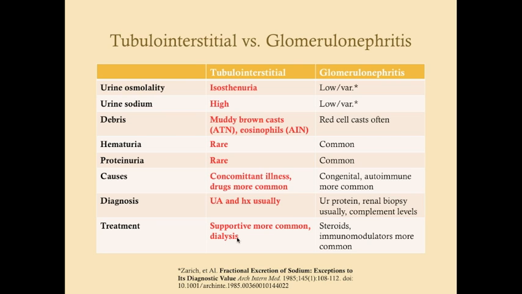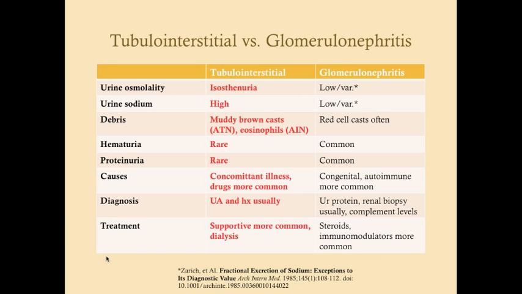uremia. Now, with the glomerulonephritis, you'll note some major differences. You do find blood and protein in the urine more often, and the causes with the glomerulonephritis are often congenital or autoimmune, and the most important step for diagnosis is going to be the renal biopsy. We don't do that for the tubulointerstitial diseases. And for treatment with the glomerulonephritis, we often give steroids or immunomodulators. That's much more common, whereas with the tubulointerstitial diseases, it's much more often going to be supportive care.